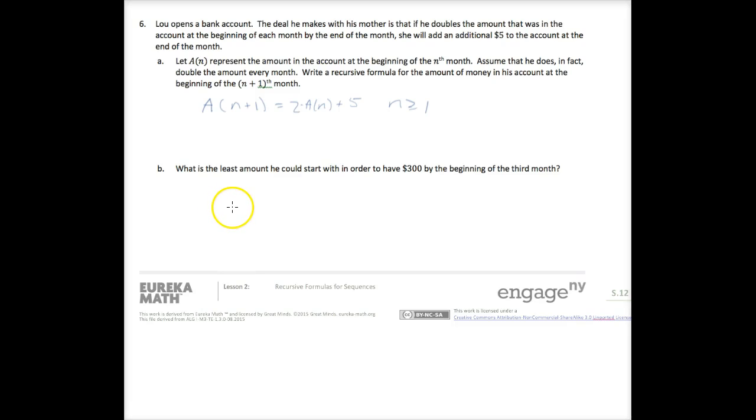Okay, what is the least amount he could start with in order to have $300 by the beginning of the 3rd month? Well, this one's a little tricky because he needs to have at least $300 by the third month, by A3. So A3 is based on A2, and it must be twice what A2 was, plus the 5 his mother gave him.